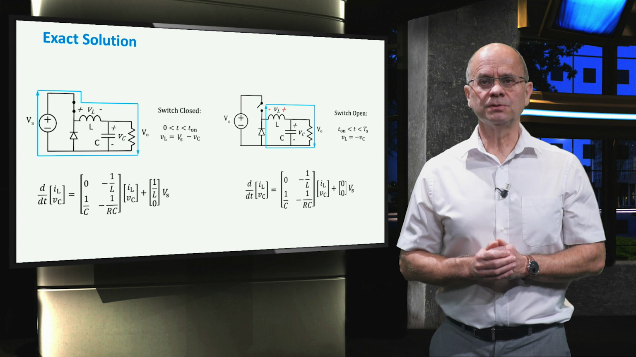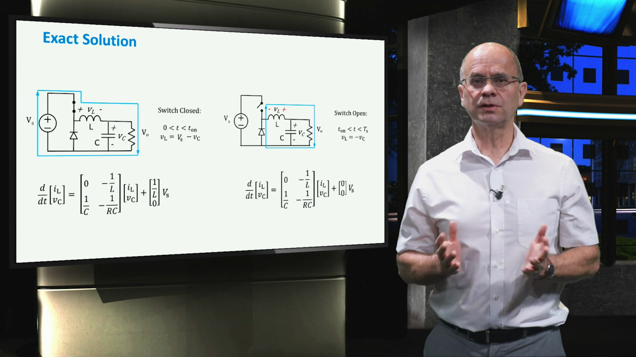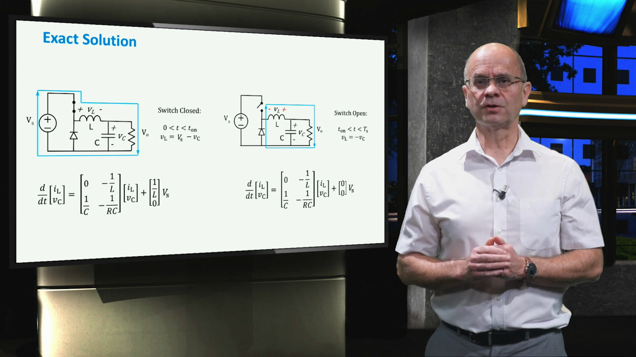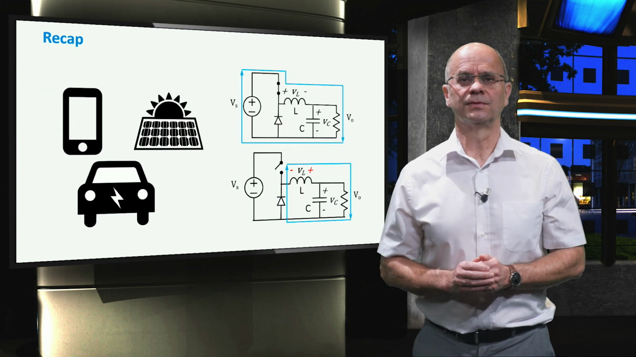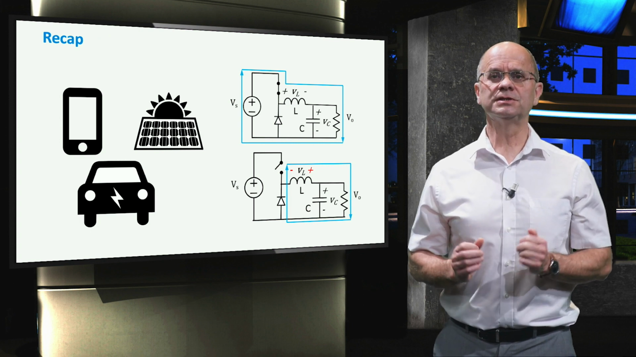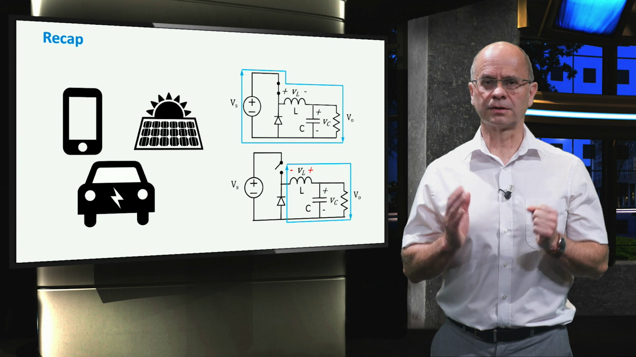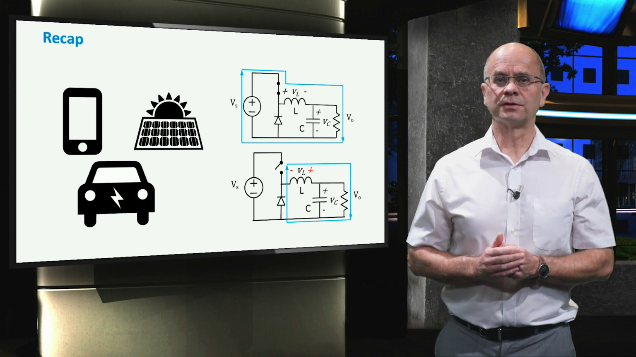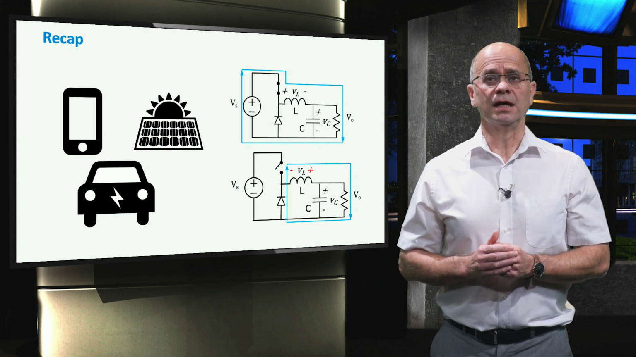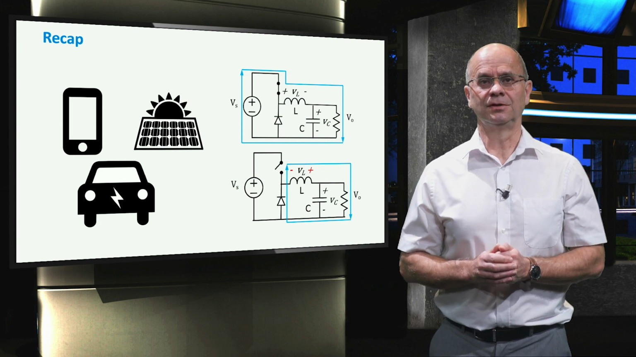However, it is possible to do an approximate analysis of the circuit, which can give us a good estimation of the current and voltages in a step-down converter. This will be the topic of our next video. To recap, in this video we introduced DC-DC converters and discussed the first member of this family, the step-down or buck converter. We derived the exact equations for these circuits. In the next video, we will introduce an approximate analysis. Thank you for watching.